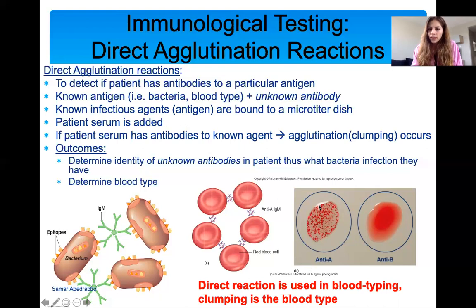For example, this person has antibody A, and antibody A binds to antigen A, and so you get clumping.